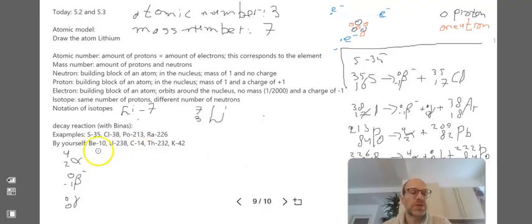And I would like you to try it for yourself with these ones: beryllium 10, uranium 238, carbon 14, thorium 232, and potassium 42, I forgot. Pause the video, try it for yourself, and I will write down what the correct answer is. So please pause, try to write down the decay reactions yourself.